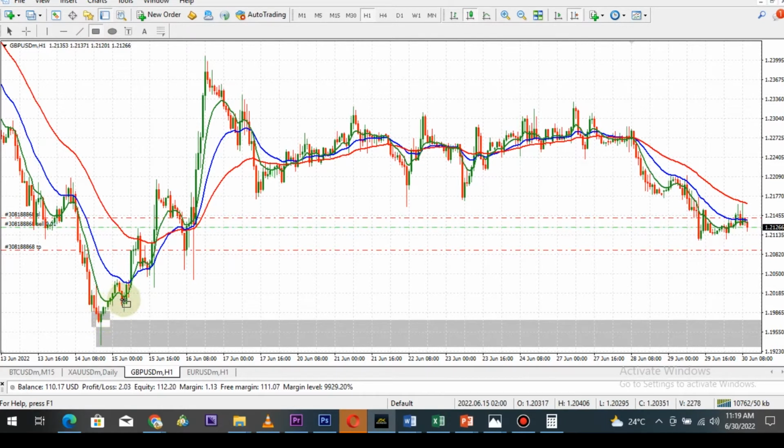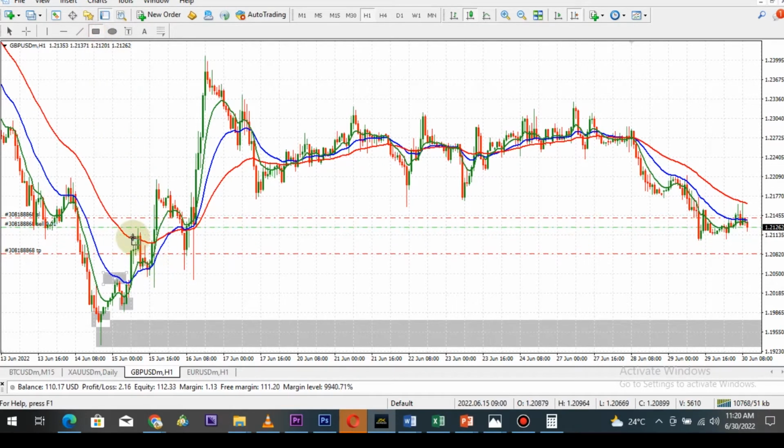So let's mark out the highs and the lows. So we have one here as the low. We have a higher low here. We have a high here.